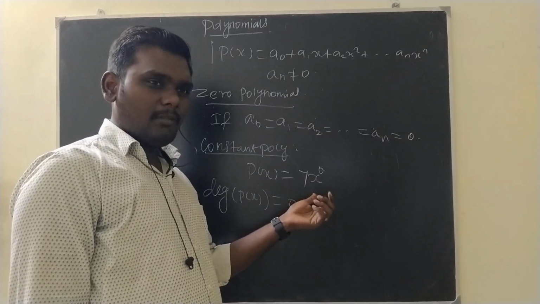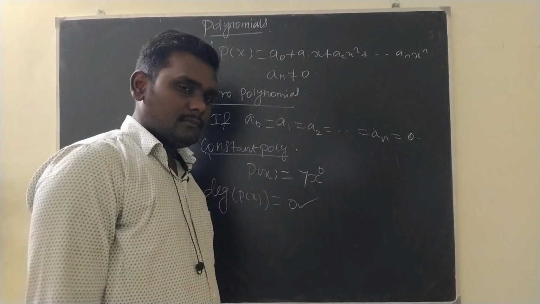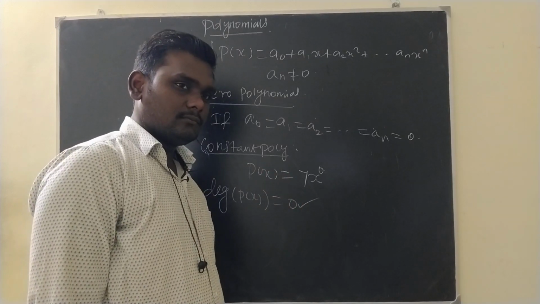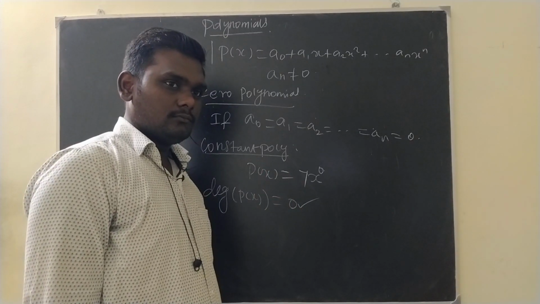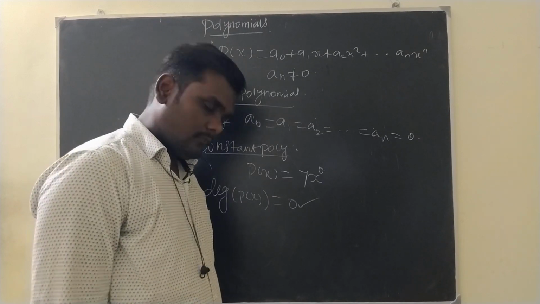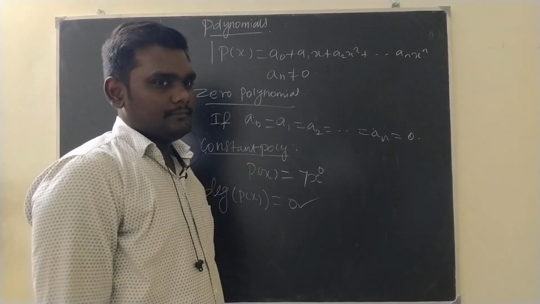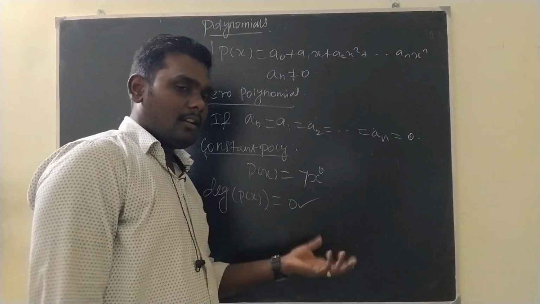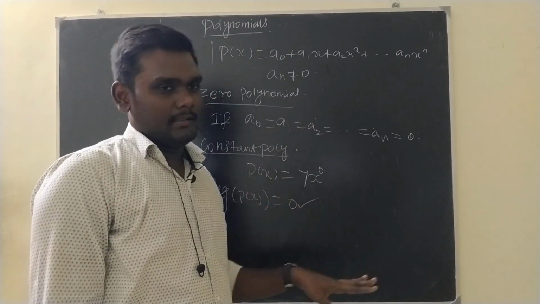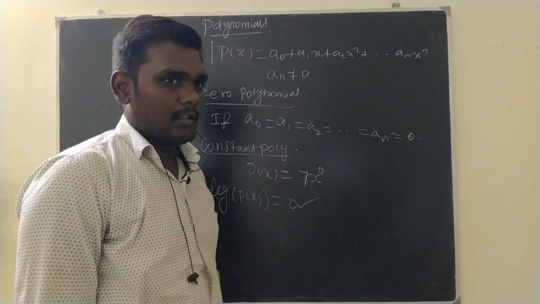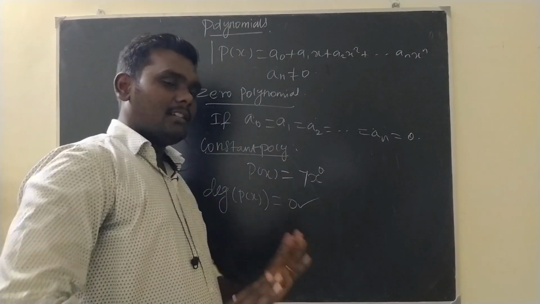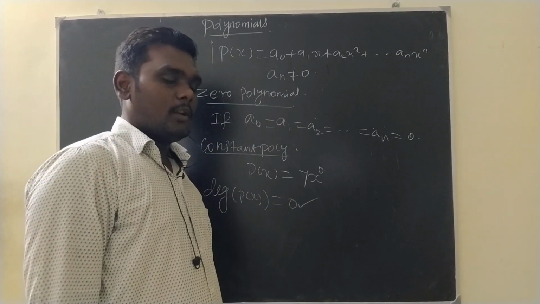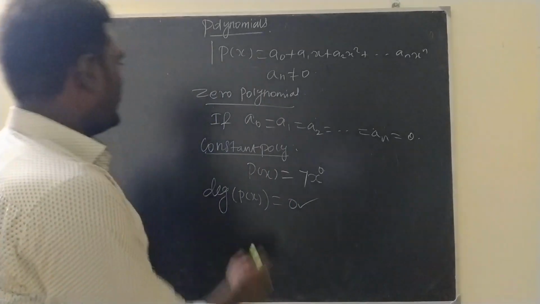Can only the x variable be written? This is a polynomial in how many variables? Infinite variables. You can write if possible. But as per the definition, the constant polynomial has no variable in it. Variable should not be present. If present also, that should be in the power 0. Okay. Now come back here.